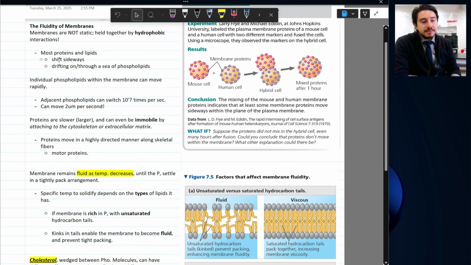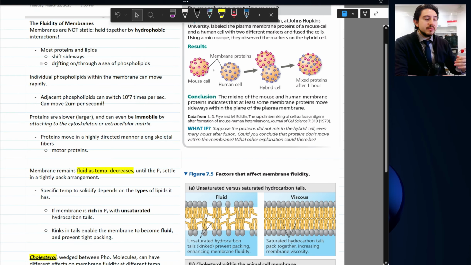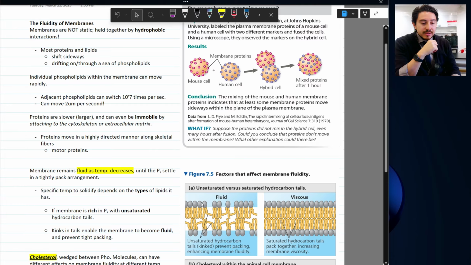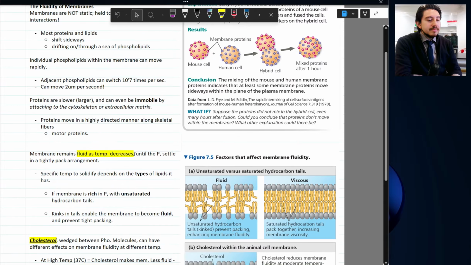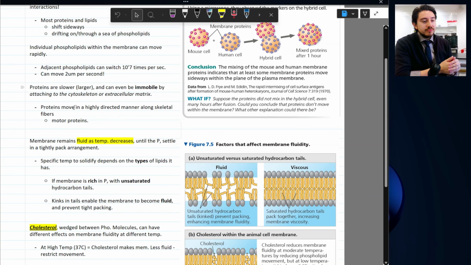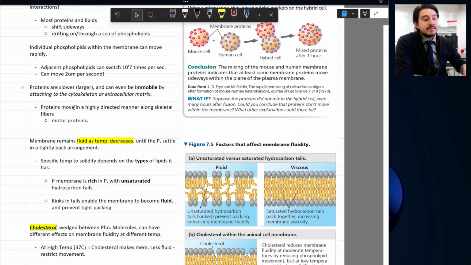This is what I was just mentioning in the notes, that most proteins and lipids shift sideways. They can slide past each other. Each phospholipid molecule passes by the others like a crowd, constantly displacing each person there, and it moves pretty fast. The individual phospholipids within the membrane can move and exchange their location with others. They can switch 10 to the 7 times per second.